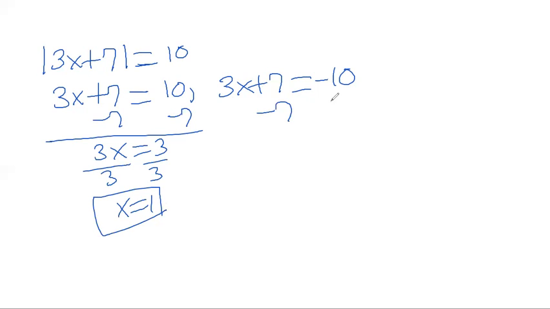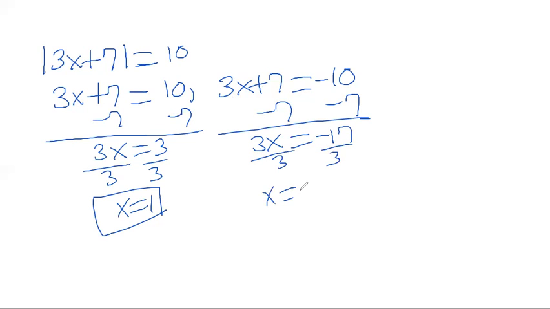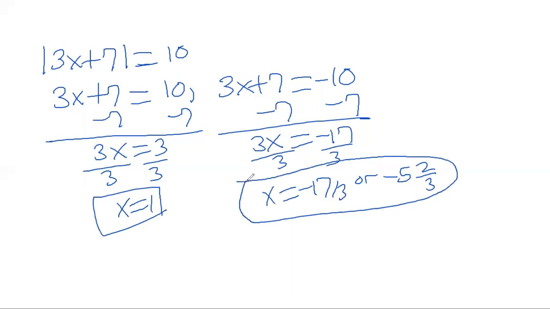This side, well, I gotta get rid of that 7. 3x = -17. Divided by 3, x = -17/3. Or you can just say -5 2/3, because -17/3 as a mixed number is -5 2/3. So that's the solution for this.